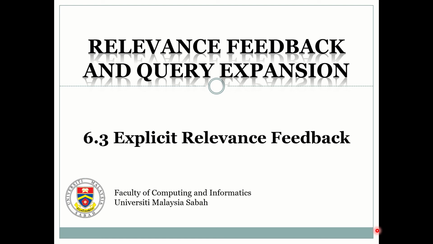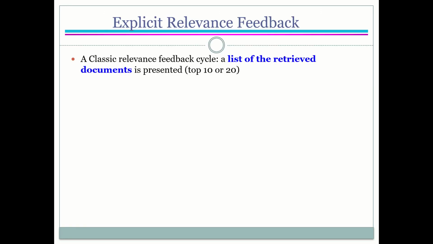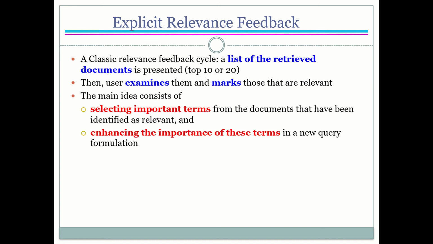Okay, now let's take a look at the explicit relevant feedback. In a classic relevant feedback cycle, normally a list of the retrieved documents is presented to the user. It's around 10 or 20 documents. And then the user will examine them and mark those that are relevant to them.